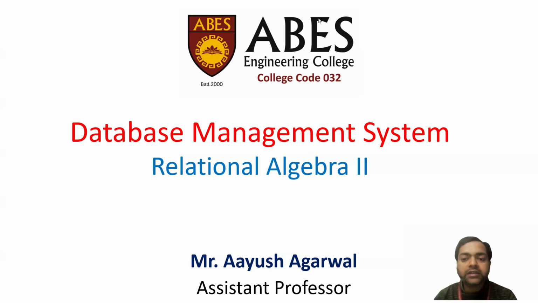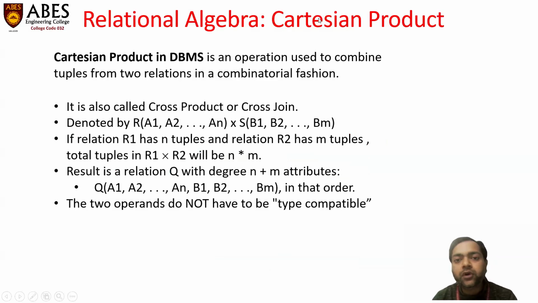First of all, we'll discuss the Cartesian product in relational algebra, with the help of an example. The Cartesian product can be used to combine the tuples from two relations, and it is also known as cross product. In DBMS, it is an operation used to combine tuples from two relations in a combinatorial fashion.